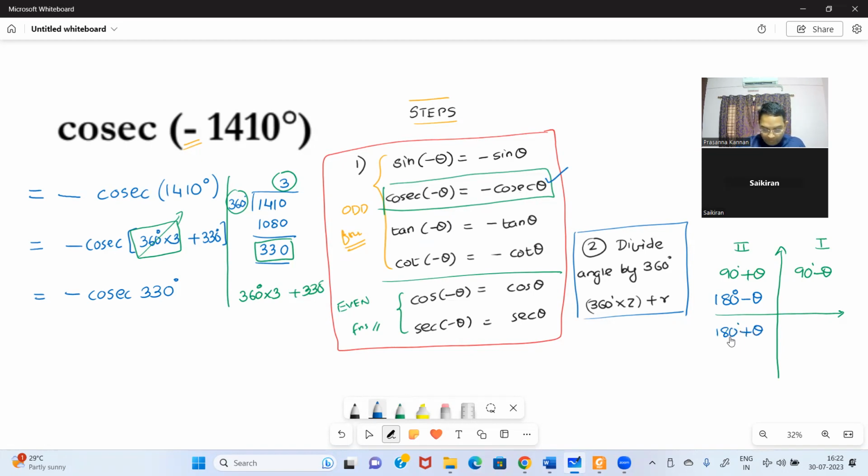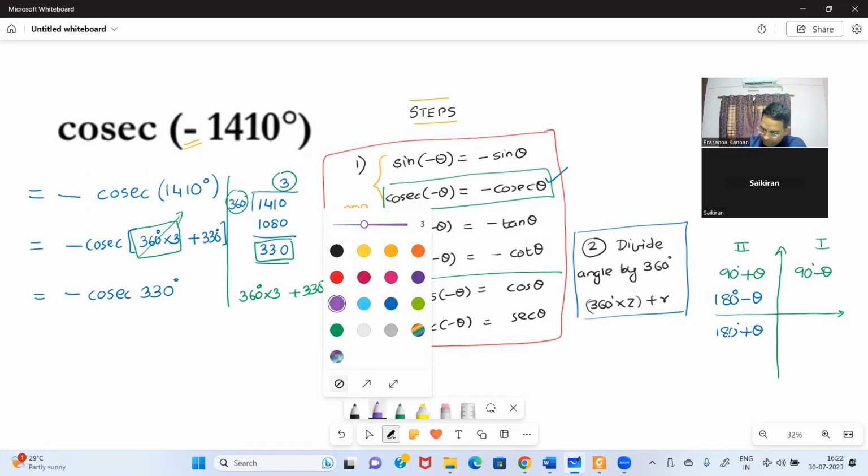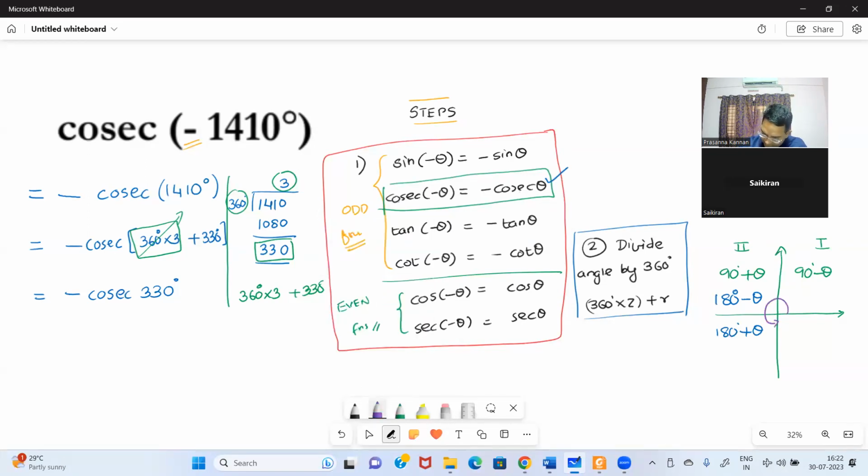One more way I will tell you. From here till here, how much is the angle? 90, one more 90, one more 90. What is this angle in total? 270 degrees, correct? So 270 minus theta, where will it be? Third quadrant, sir.